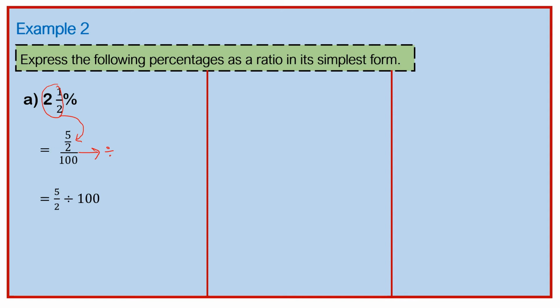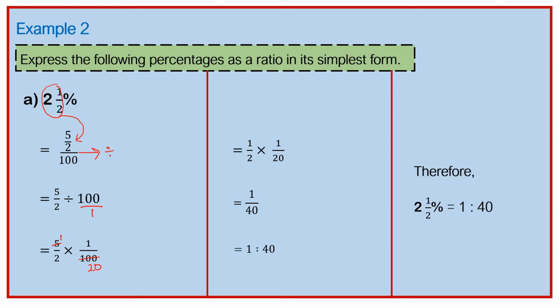And this 100 is actually out of 1. So we can get 5 out of 2 times the reciprocal of 100, which is 1 out of 100. And for that case, we can divide by 5 to get 1, and here we divide by 5 to get 20, such that we get a half times 1 out of 20, which is 1 out of 40. So our ratio will be 1 to 40.